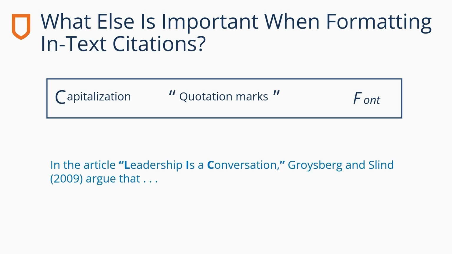In some cases, you may want to give the title of the article in the text, such as in this example. In the article, "Leadership Is a Conversation," Groysberg and Slind (2009) argue that. Here we see title case capitalization. All of the major words are capitalized. This is true only when you use the article name in the text. For shorter works like articles or chapters, we'll also use double quotation marks around the title, again, only when given in text, not in the reference.